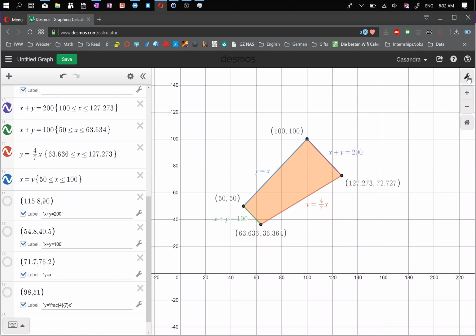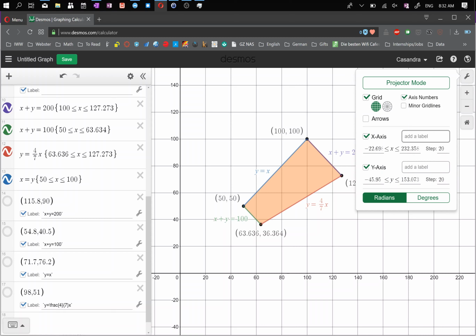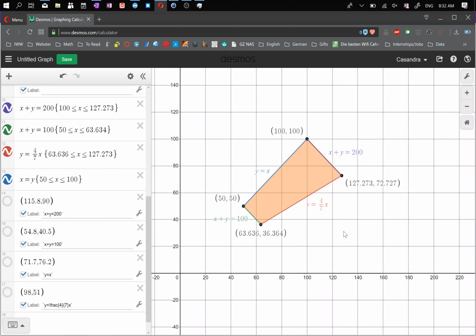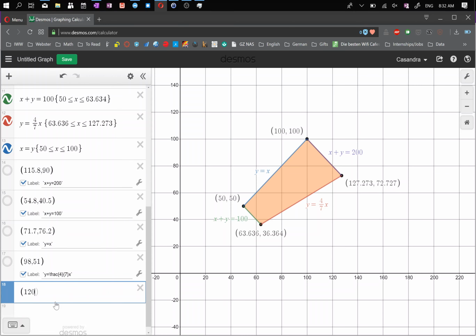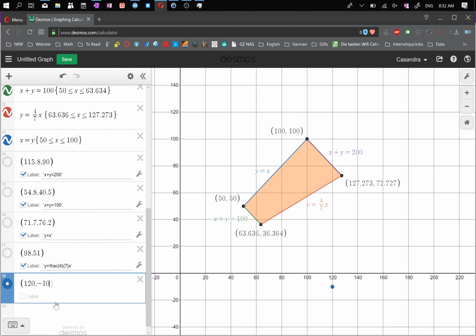You could also label your axes, like with words here. X was Oreos. But see, it just shows up over here on the right, and I don't find that very helpful. I want it to be bigger and more prominent. So surprise, surprise, I'm going to do it with a dot again. So I'll throw a dot over here at like 120, -10.